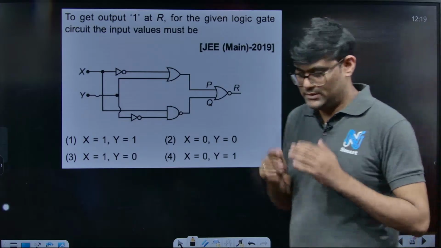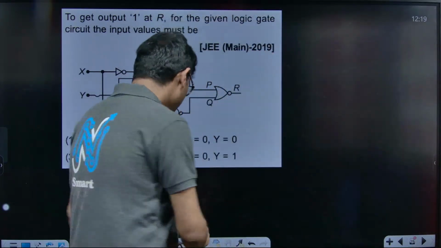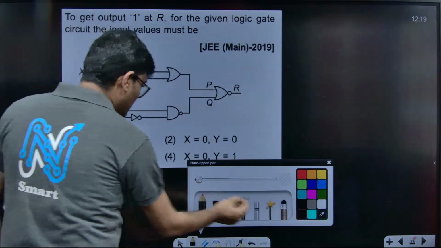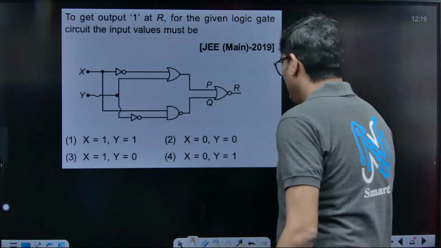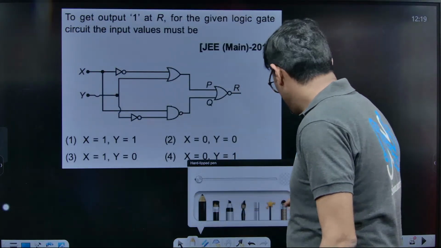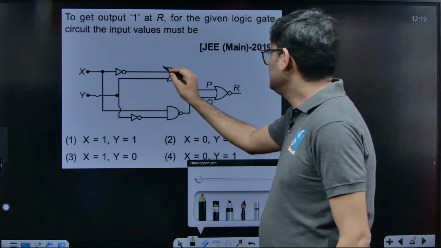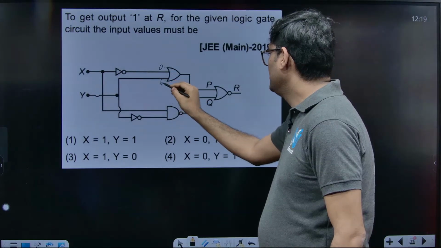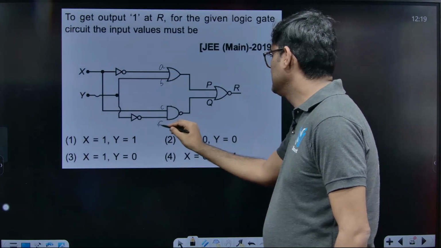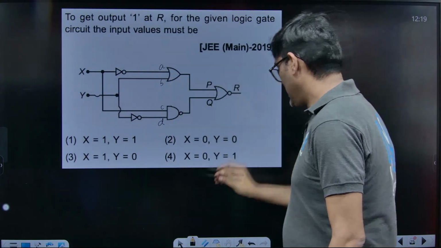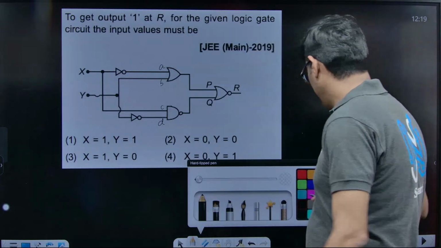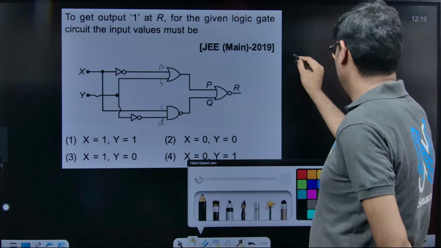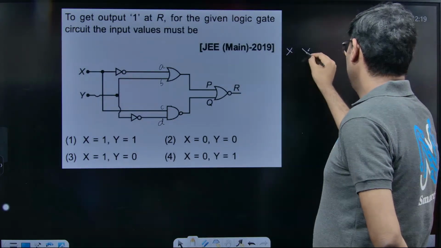Okay, let's see the solution of this question. I will introduce a few more variables: this variable is A, this is B, this is C, this is D, this is P, Q, R. So let us explore these variables and find their values for different values of X and Y.